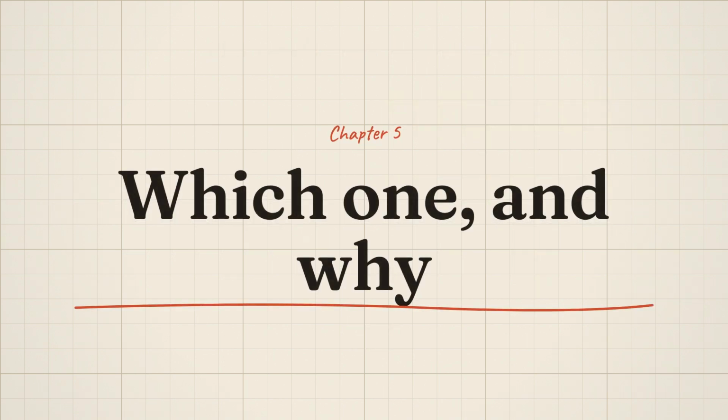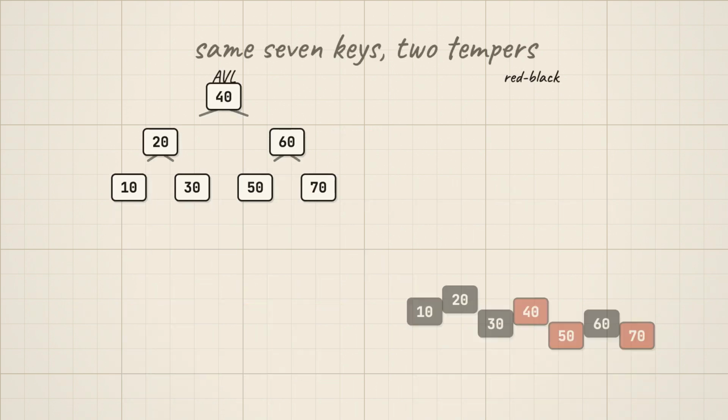AVL and red-black trees solve the same original problem. They prevent an unlucky insertion order from turning a binary search tree into a long chain. Both guarantee logarithmic height, so both can find one key out of a million in only a few dozen comparisons. Then what is the real difference?